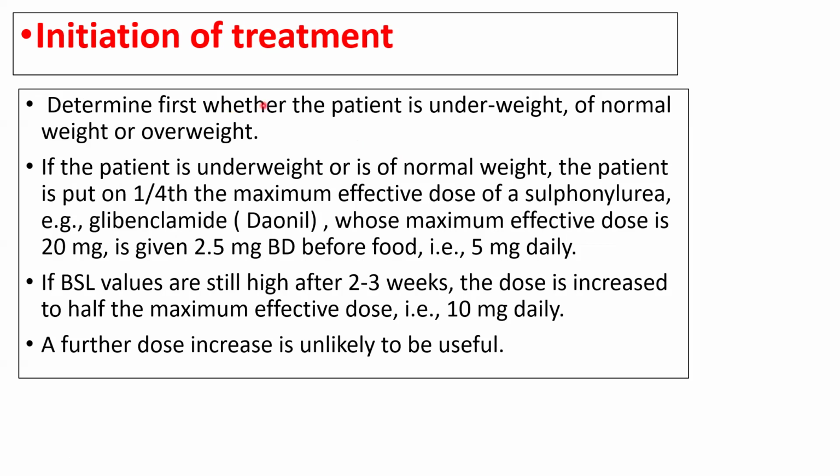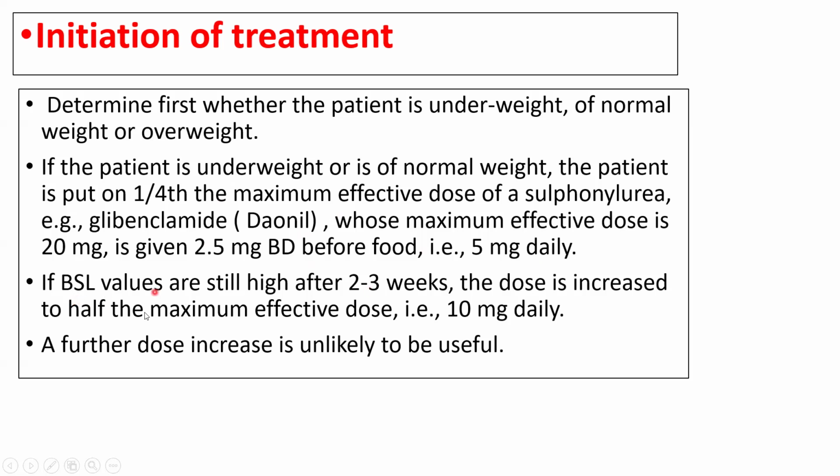Now, initiation of treatment. Determine first whether the patient is underweight, normal weight or overweight. Accordingly, you have to choose the medicine. If the patient is underweight or normal weight, the patient is put on 1/4 of the maximum effective dose of sulfonylurea, that is Daonil, whose maximum effective dose is 20 milligram. Then 2.5 milligram BD before food, that is 5 milligram daily.